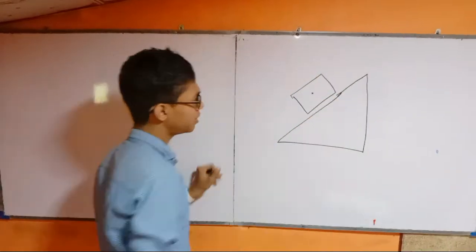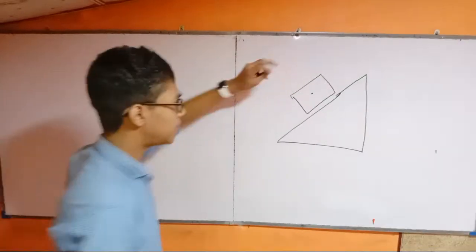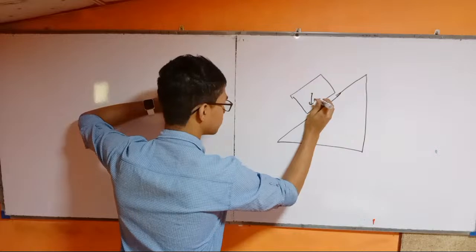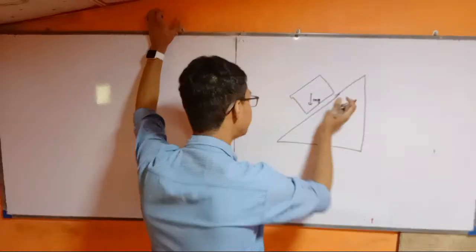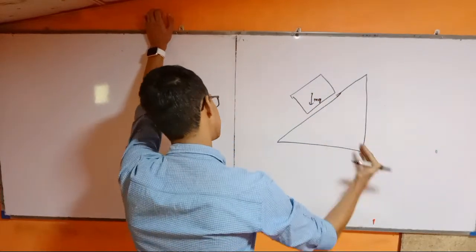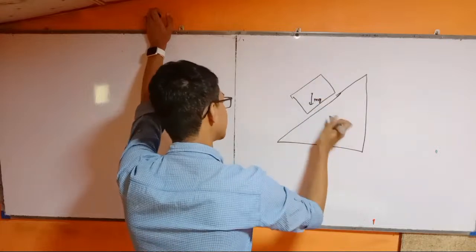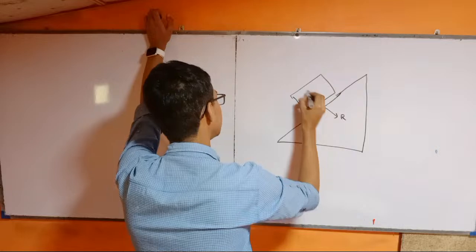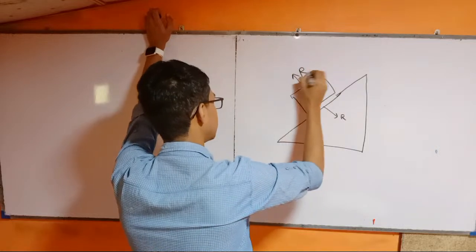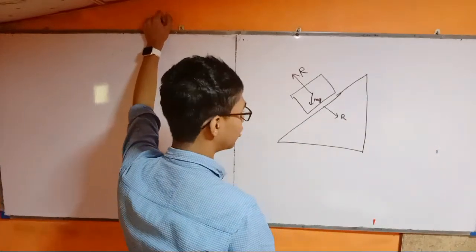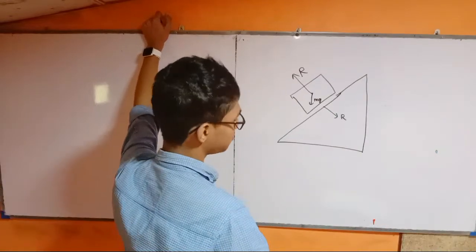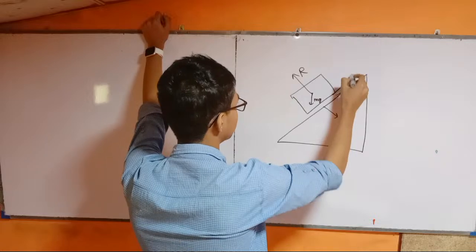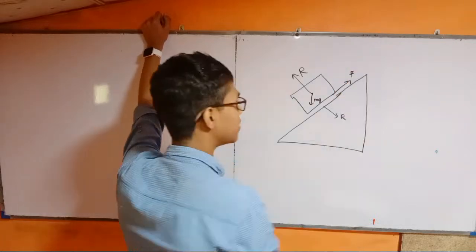The weight mg acts straight down. Then there is a reaction force upward. The reaction force is R, perpendicular to the surface. Right. Is that all? No. I'm going to take friction also. Why did I take friction on that side?